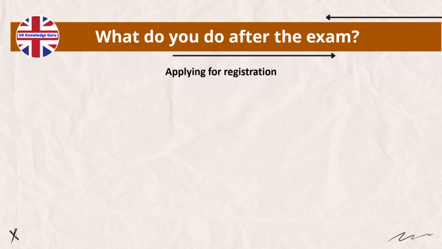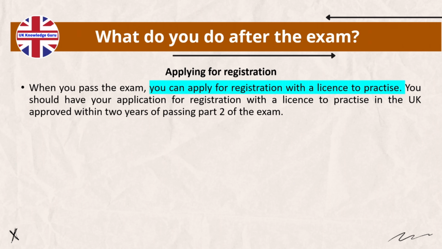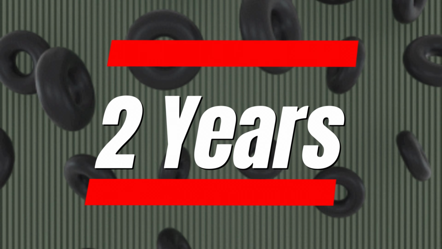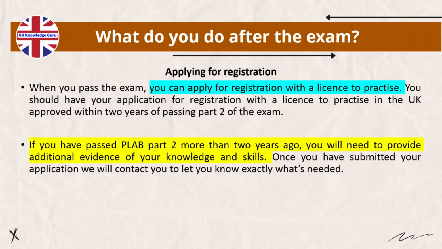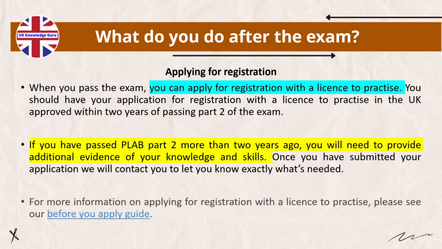What do you do after the exam? Applying for registration. When you pass the exam, you can apply for registration with the license to practice. You should have your application for registration with the license to practice in the UK approved within 2 years of passing part 2 of the exam. If you don't do that, and you passed PLAB part 2 more than 2 years ago, you'll need to provide additional evidence of your knowledge and skills. Once you have submitted your application, we will contact you. That's what they say. But the best is to do it within 2 years.